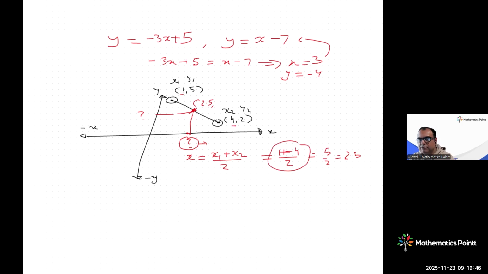And similarly, you can find y. Pick up the y value. Aradhana, now you're going to do it right. 5. And the second coordinate is 2 over 2, which means 7 over 2, which is 3.5. So the midpoint is 2.5 comma 3.5.